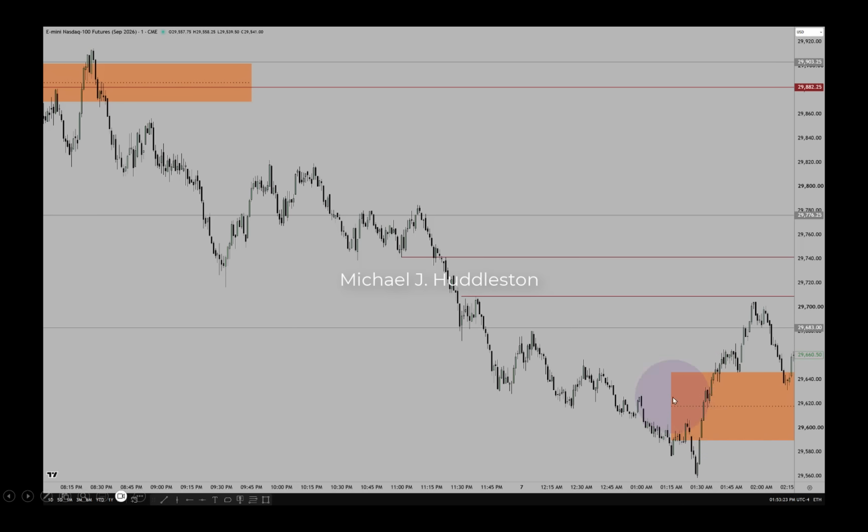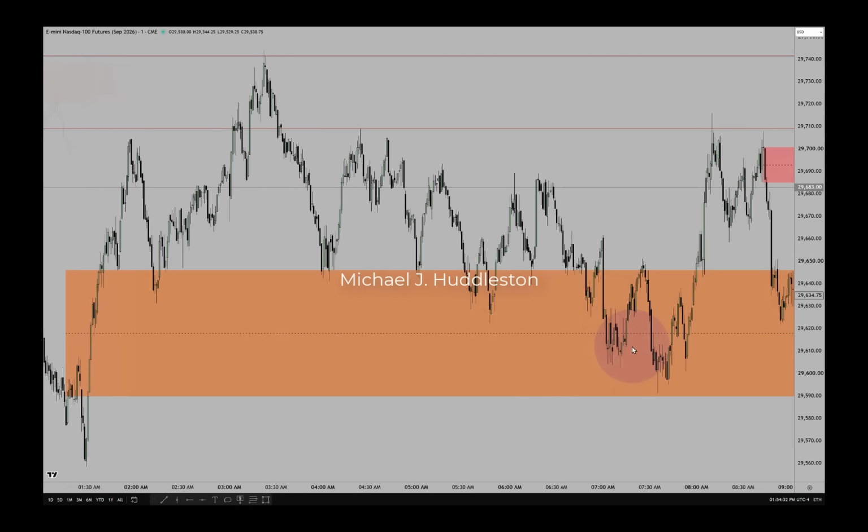This inefficiency you'll see on the 15-minute time frame as well. Here it is as well. Pulls up into the higher level of that SIBI. Looking on the 15-minute time frame, you'll see these two levels. Okay, and then it breaks lower, consolidates around till 7 o'clock in the morning.